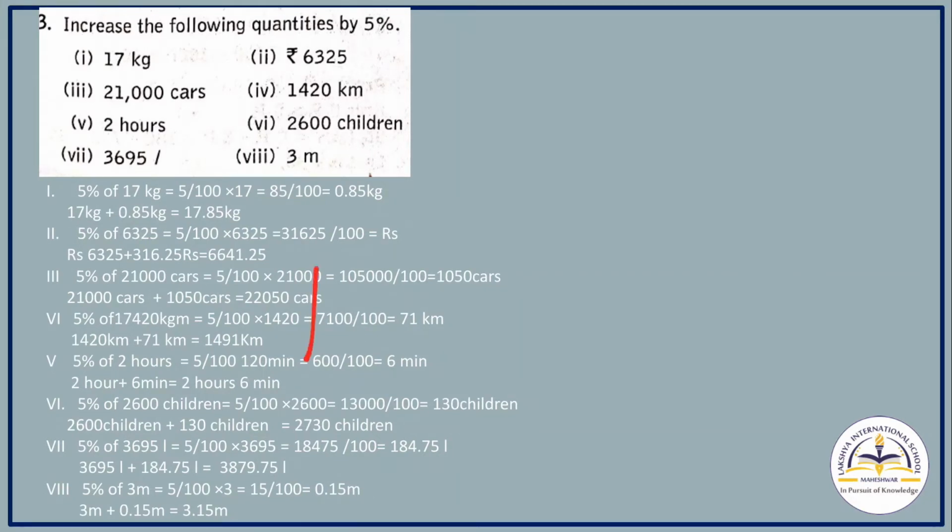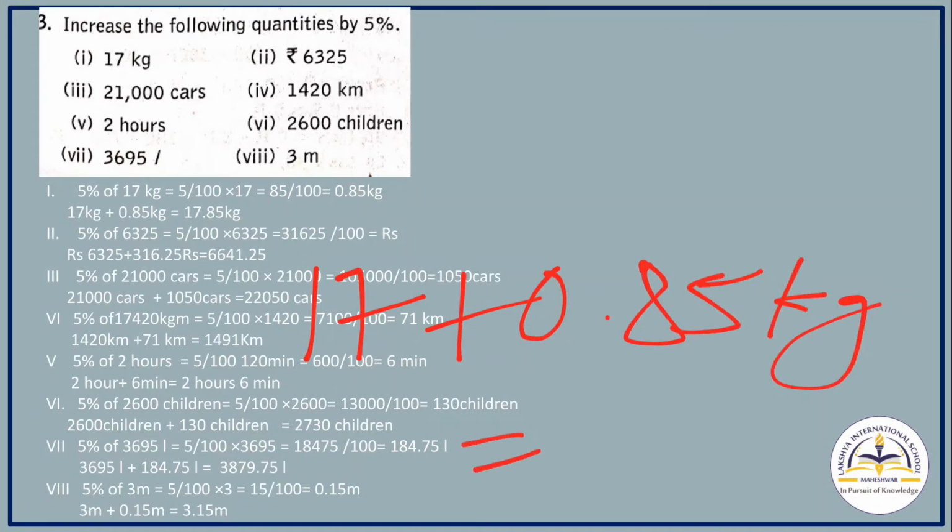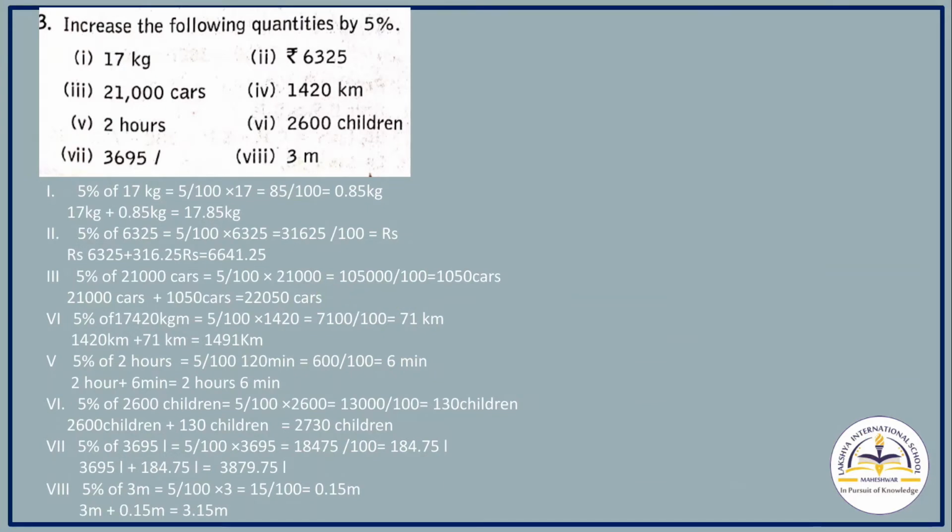So we have to add 17 plus 0.85 kilogram. You will get 17.85 kilogram. That will be the answer. Now for question number 2, rupees 6325. Now first you have to find out the 5% of rupees 6325, and when you find it, you will get a particular value, that is 316.25 rupees. Now you have to add 6325 plus 316.25. So you will get your answer.